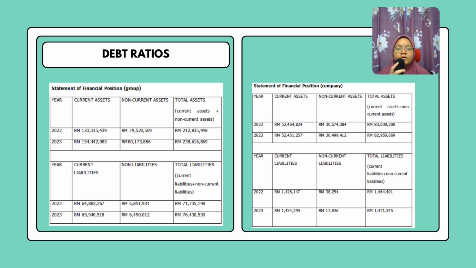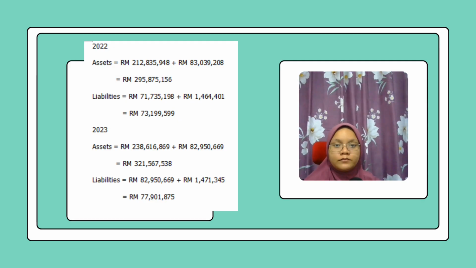This slide shows the statement of financial position (SOFP) for the group and company, with assets and liabilities in 2022 and 2023. For each calculation in these two tables, we must add current assets or liabilities to non-current assets or non-current liabilities to obtain total assets or liabilities for the years 2022 and 2023. For the next calculation, same as before, we must calculate each final total.